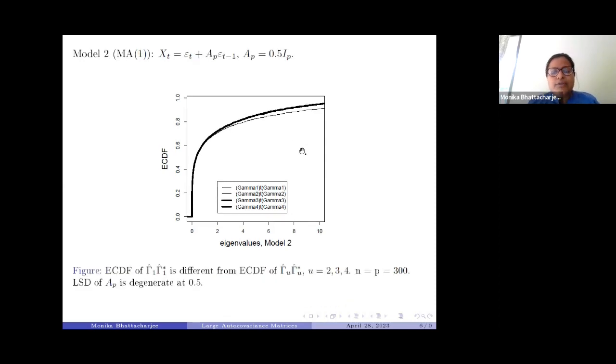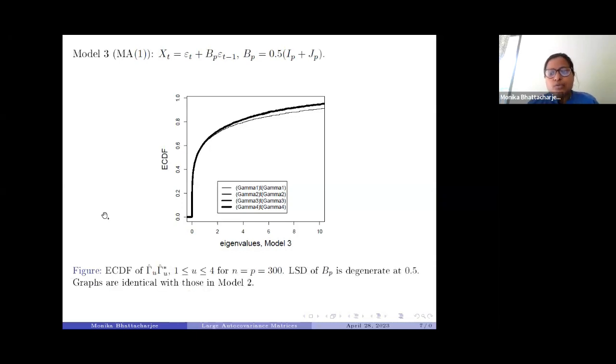Next I am considering a moving average process of order 1. Here of course we have a coefficient matrix, and I take that coefficient matrix to be 0.5 times the identity matrix. So its LSD is degenerate at 0.5, as one can clearly see. Again, for this type of process, I consider the symmetric product of sample autocovariance matrices and plot its ECDF for u equal to 1, 2, 3, and 4 in the same graph. You can see that there is a separation for u equal to 1, but again the coincidence occurs from u equal to 2 onwards. So we can again make the conjecture that for a moving average process of order 1, the LSD of the symmetric product of sample autocovariance matrices is going to be identical for u greater than or equal to 2.